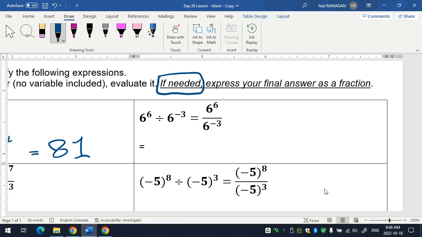Okay. Do we do the same thing here? What do you think? Yes. So I'm going to circle these two, and I'm going to put a minus. So 6 to the power of what? 6 minus 3. What's 6 minus 3? 3.